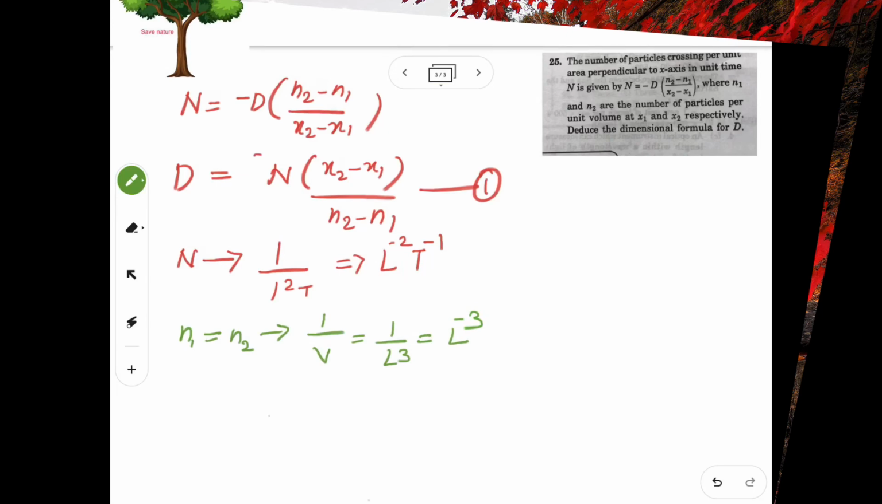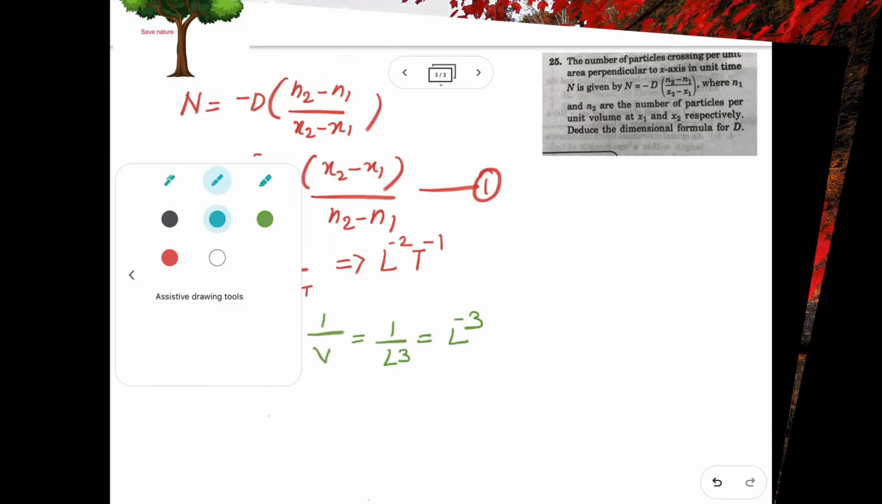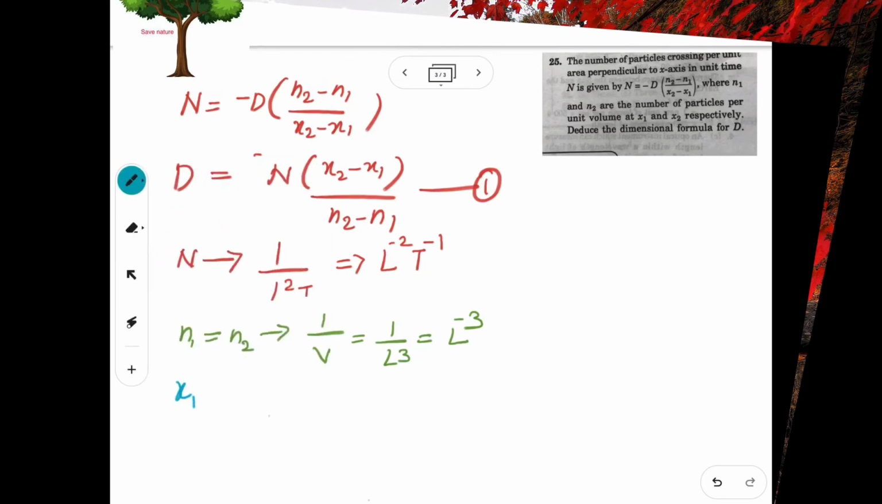Now the third part is, since x1 and x2 will also have the same dimension, the dimension of x1 and the dimension of x2 will be equal to the dimension of length. So I can write it as L. So let me substitute the dimensions of capital N, small n1 and n2, and x1 and x2 in equation 1. So my answer will be the dimension for D.